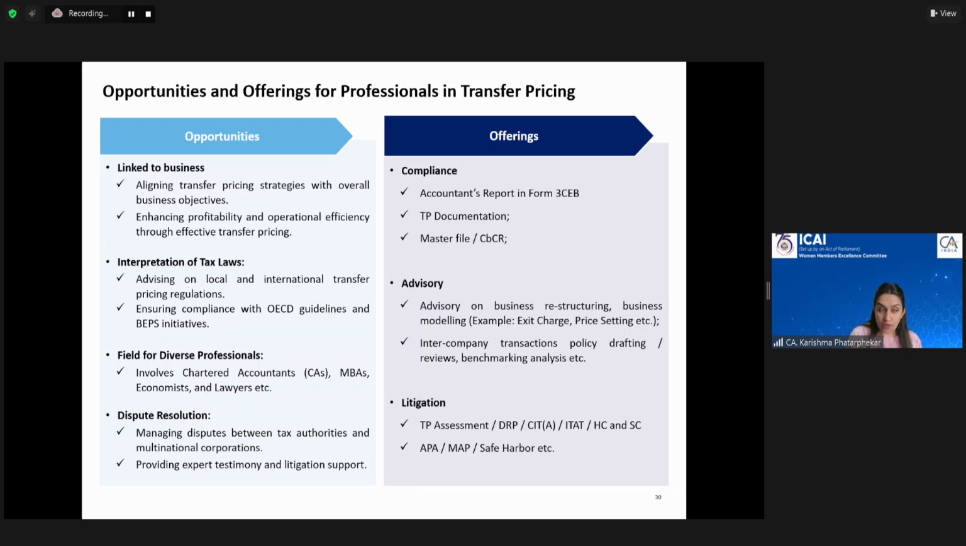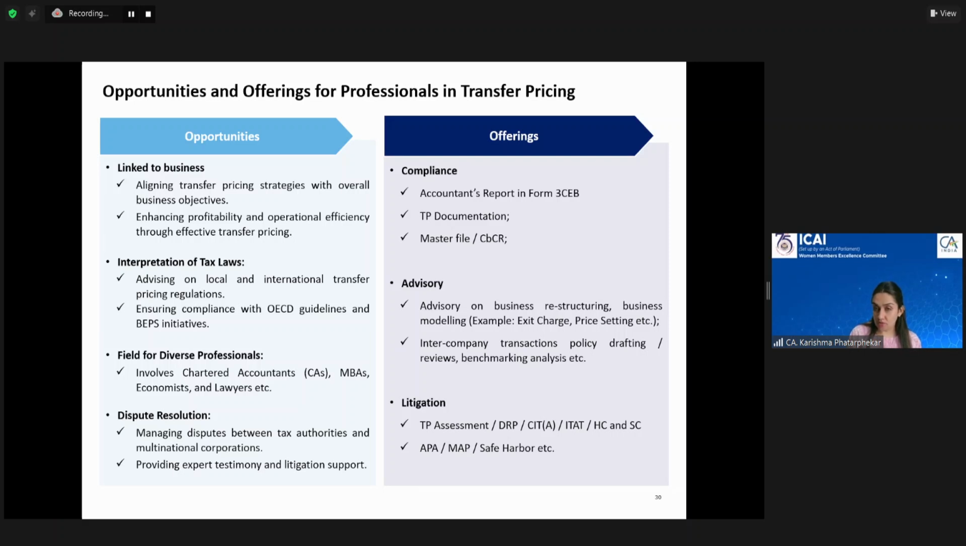And the offerings that you would give to your clients, right, is broadly categorized into three areas. One is the various compliances that you need to do to comply with the law in the Income Tax Act. Second is the advisory aspect, where when a company is actually doing the transaction, they come to you for advice saying that, look, I'm doing this transaction with my sister concern.